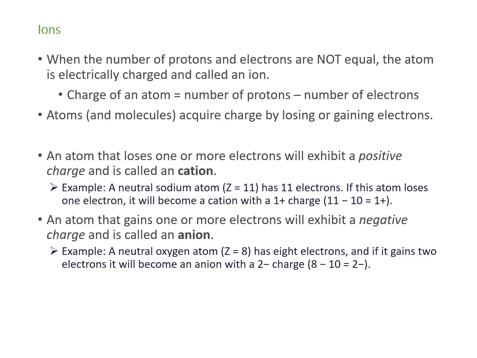Now when something is not neutral, it's an ion. So when the number of protons and electrons are not equal, that atom is going to have a different charge. It's going to be electrically charged, and this is considered an ion. The charge of an atom is the number of protons minus the number of electrons. Within an atom or a molecule, they acquire this charge by losing or gaining electrons. Any atom that loses one or more electrons will demonstrate a positive charge. This is called a cation. Whereas any atom that gains electrons will exhibit a negative charge, and this is an anion.